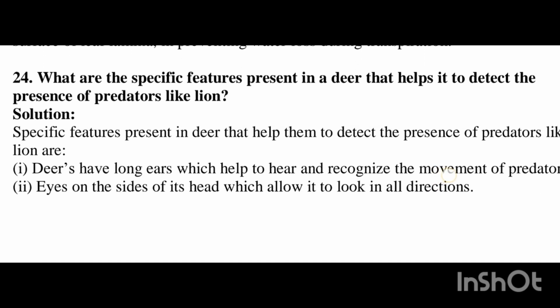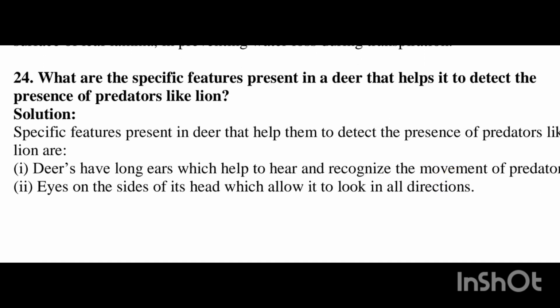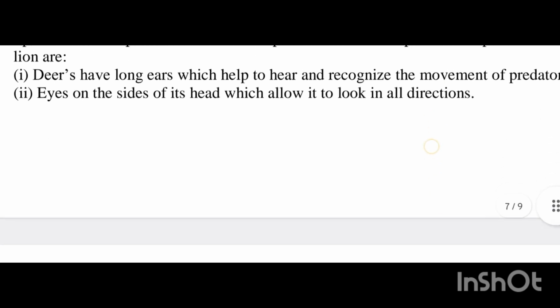What are the specific features present in deer that help it to detect the presence of a predator like a lion? The first special feature is that deer have long ears which help to hear and recognize the movement of predators. Second, eyes on the sides of its head which allow it to look in all the directions.